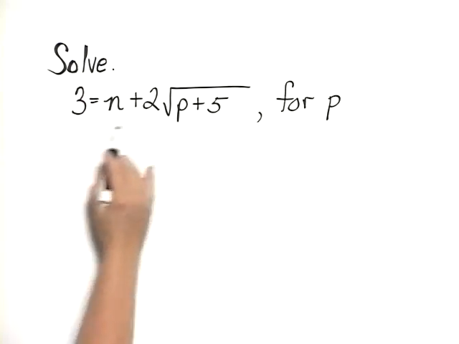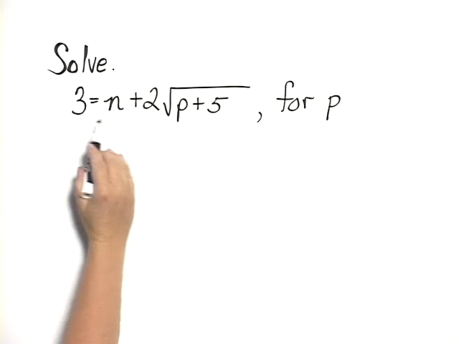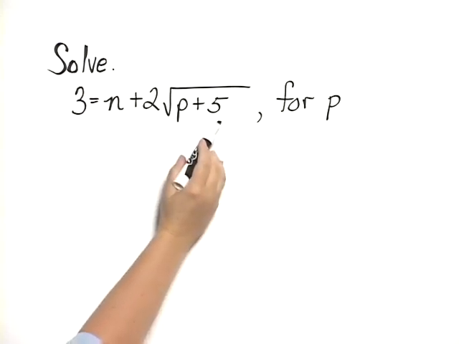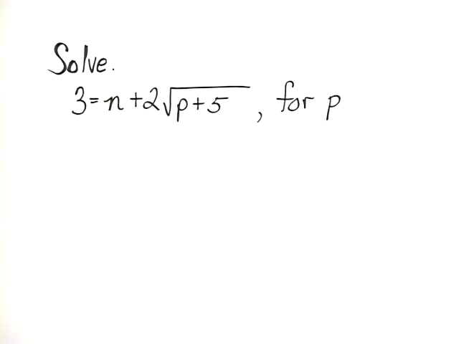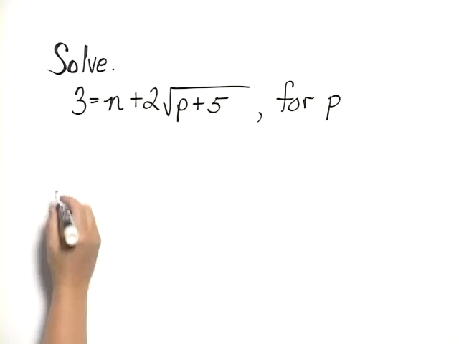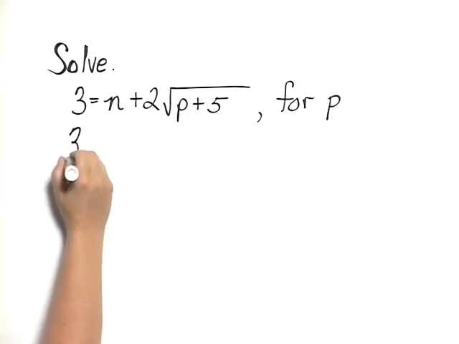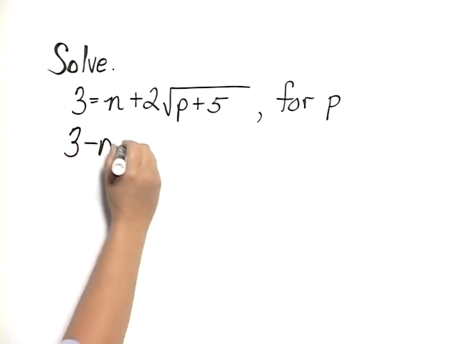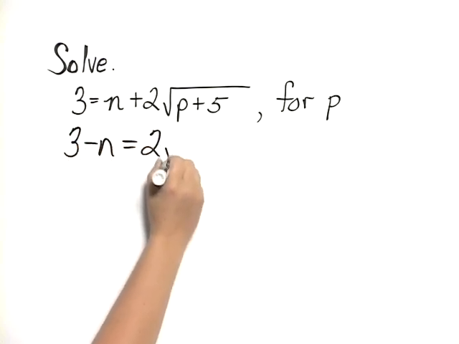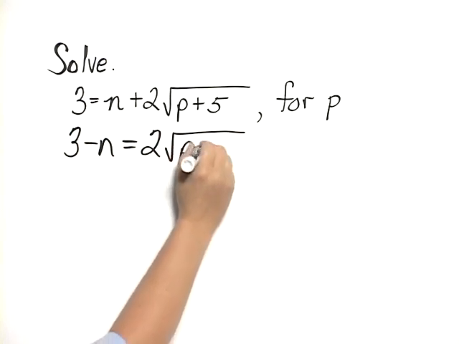When we're asked to solve for p, this means we need to take this equation and work with it so p is on one side of the equation by itself. So let's start by subtracting n from both sides, and we have 3 - n = 2√(p + 5).